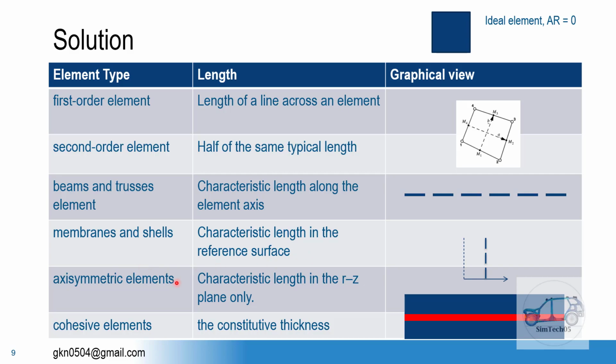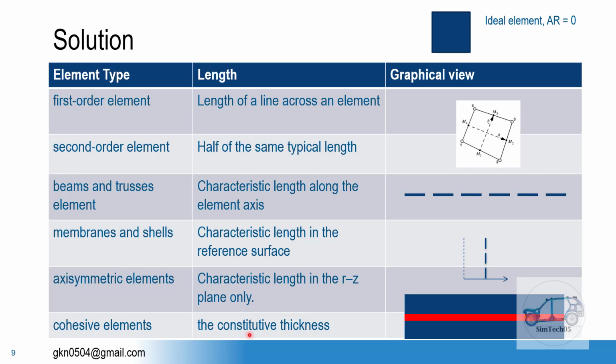For the axisymmetric element, it is a little tricky. See, this is my element. This is the axis along which this component is symmetric, and this is the radial direction. So the characteristic length is given in the RZ plane. This is my radial axis, and this is my Z axis. So this is my RZ plane, and this length will be the characteristic length.